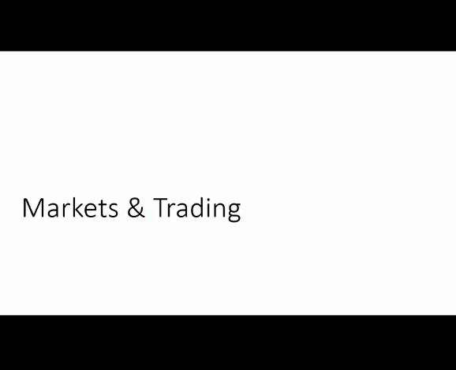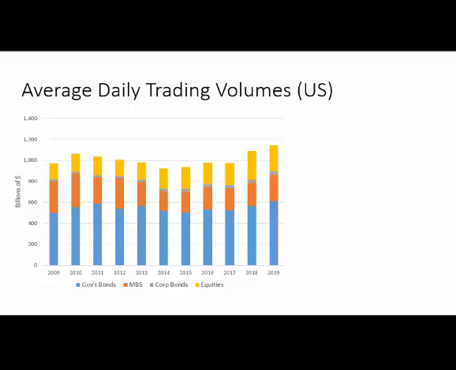Now let's look at markets and trading. This graph shows the average daily trading volume in the U.S. for various securities. On the y-axis, we see billions of dollars. If you just look at the 2019 bar at the bottom, in blue is government bonds, then the rust color is mortgage-backed securities and asset-backed securities. Then we see the little gray sliver is corporate bonds, and the yellow is corporate equities.